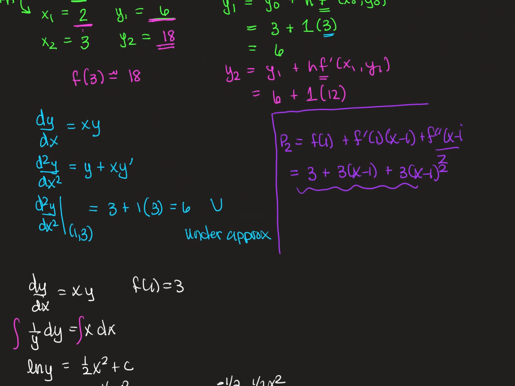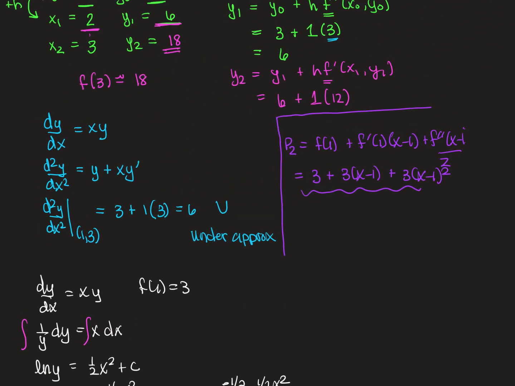We could have used our Taylor polynomial to do the same thing. If I wanted to do P2 at 3, you would just plug all those things in. So 3 plus 3 times 2 plus 3 times 2 squared. And let's see what we get here. So 3 plus 6 plus 12, so 21. I don't know how good or bad that is, and then we can find the real value also.